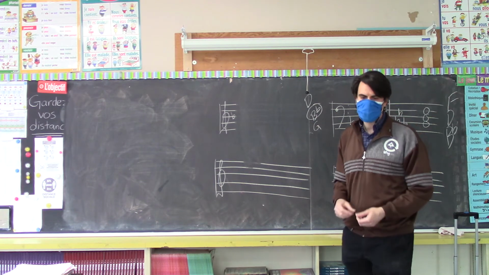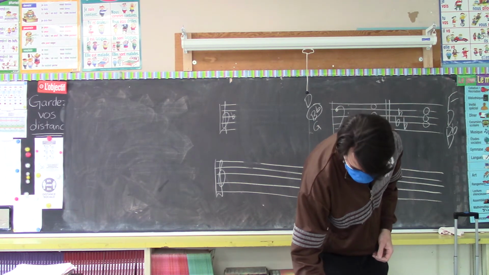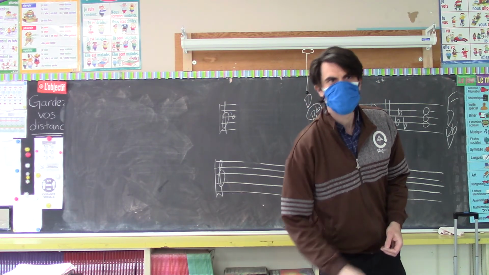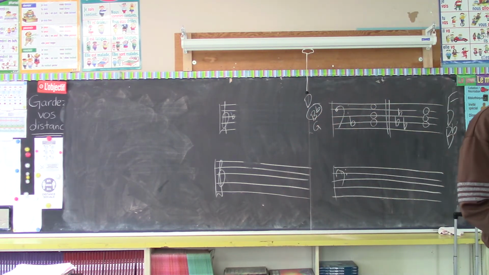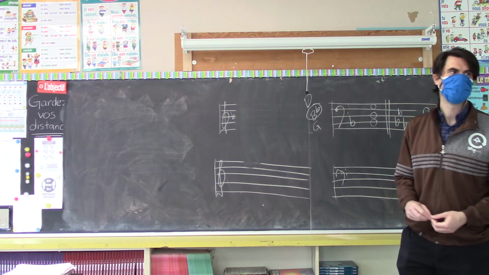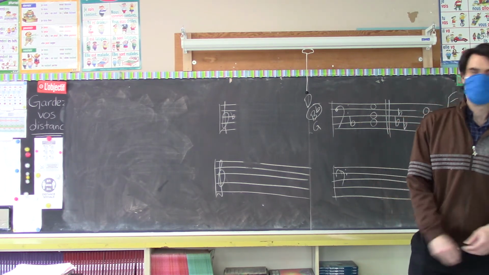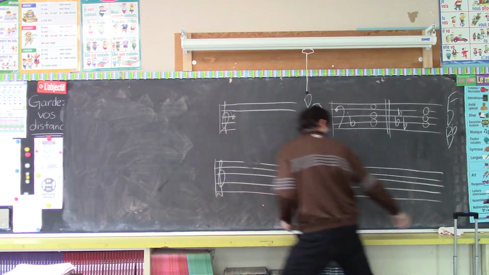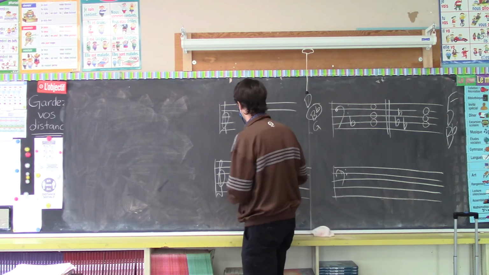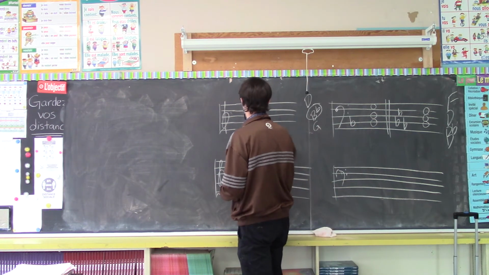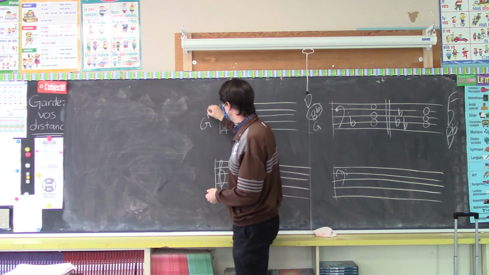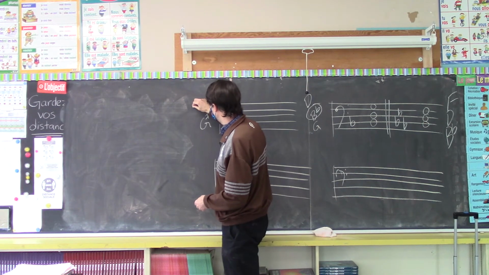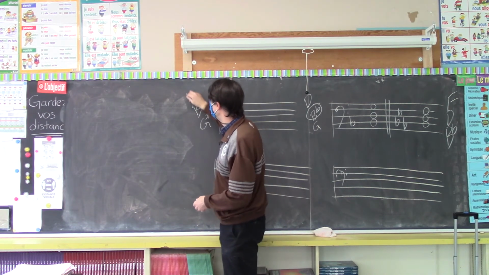But my seventh note in A major, which happens to be the leading tone, is what? G sharp. Okay, so my leading tone in A major is G sharp, and then I simply add my thirds above that. So I got B and I got D.